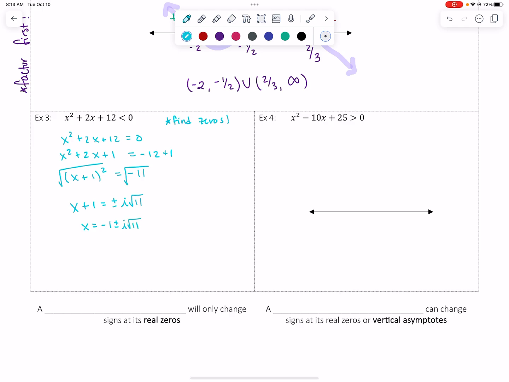All right, so this means, of course, that we have no real solutions. We have imaginary solutions, no real solutions.